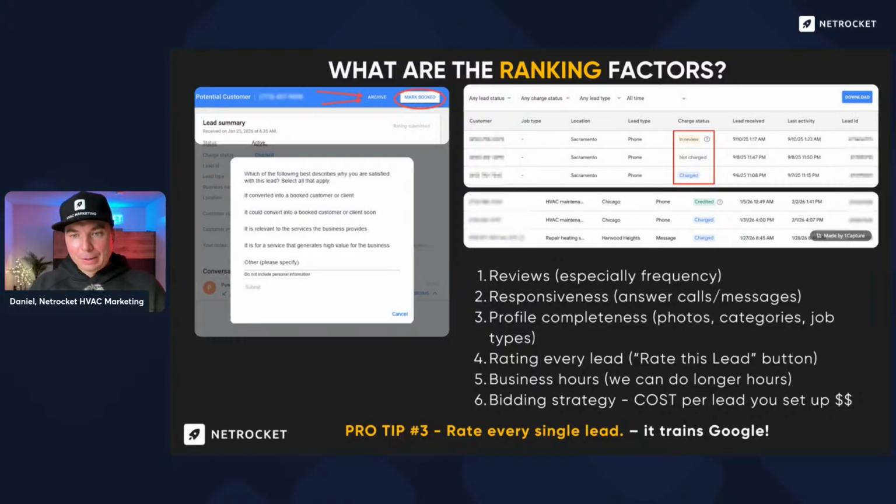And profile completeness: the photos, the categories, the job types, everything we just discussed. And number 4 is rating every lead. Rate every lead. There is a button there: "Rate this lead."